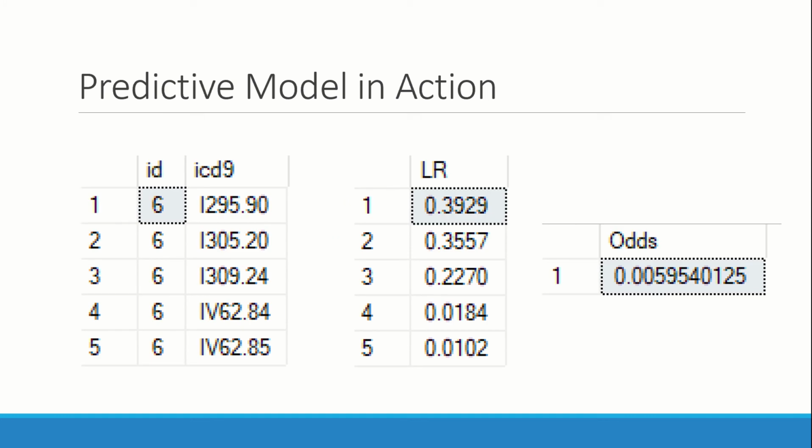To demonstrate this model in action, I am going to use patient with ID 6 as an example. The likelihood ratios for each of the 5 diagnoses are shown in the middle and are aggregated using the Bayes formula, calculating the odds of diabetes shown on the right.